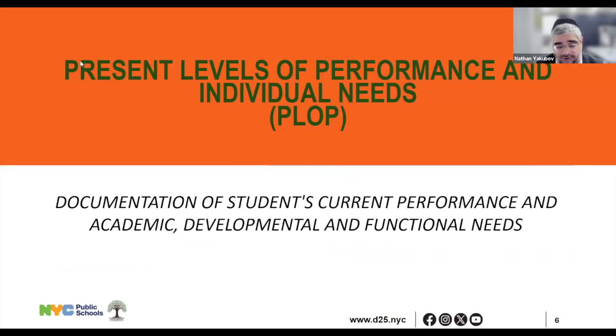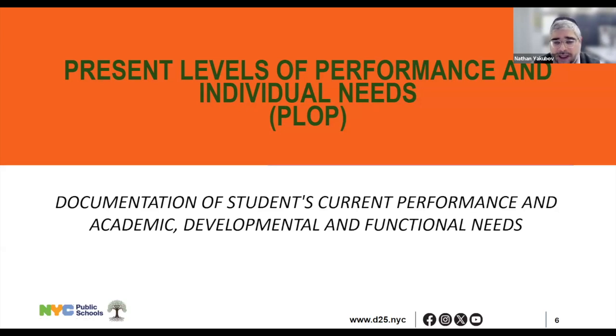Okay, so let's start to delve into the actual IEP. We mentioned that the IEP is the legal document that outlines all the areas that we're concerned for and how we're going to provide supports for those areas. So the first section of the IEP is what's called the present levels of performance and individual needs. Sometimes it's called the PLOP, that's just short for that. And what that is, is a documentation of the student's current performance and academic, developmental, and functional needs.